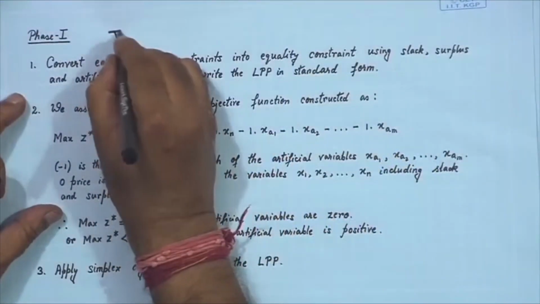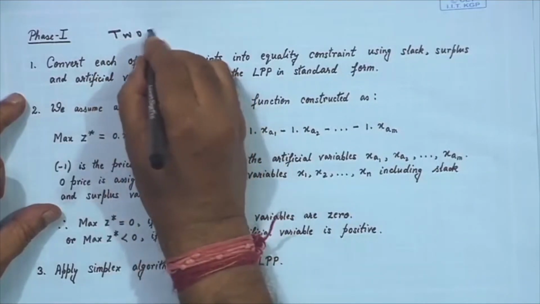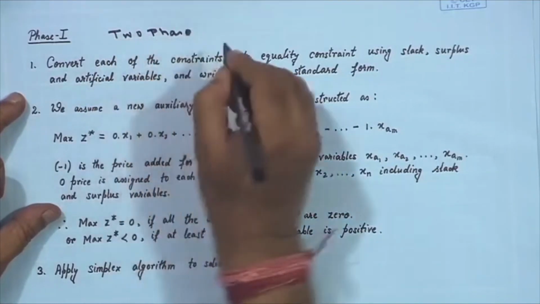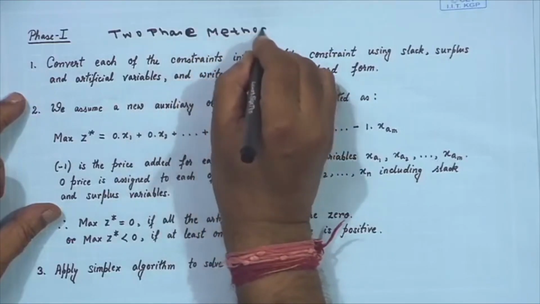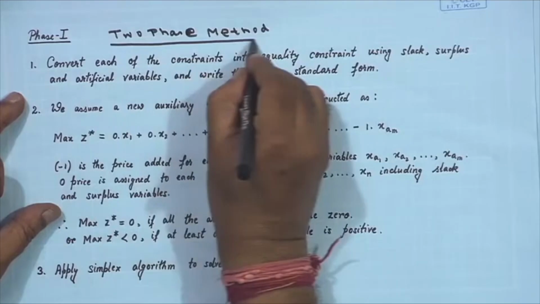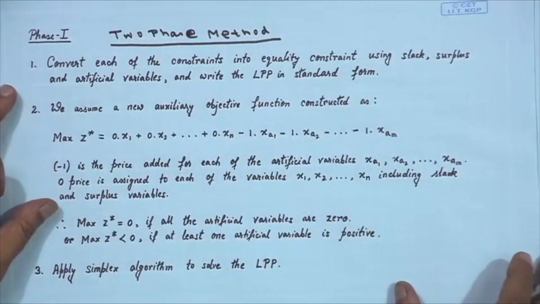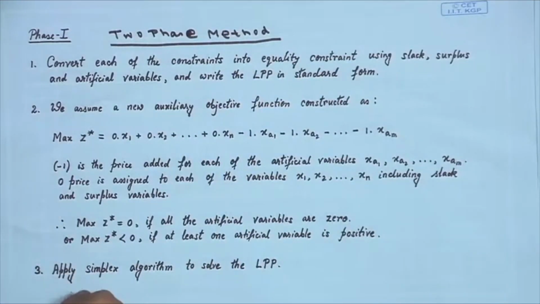Now, let us see what the phase 1 and phase 2 of the system are. So, we are now trying to do the two-phase method. In the two-phase method, as I told, the first phase is phase 1. Here you see we have written it pointwise, what steps you have to follow.